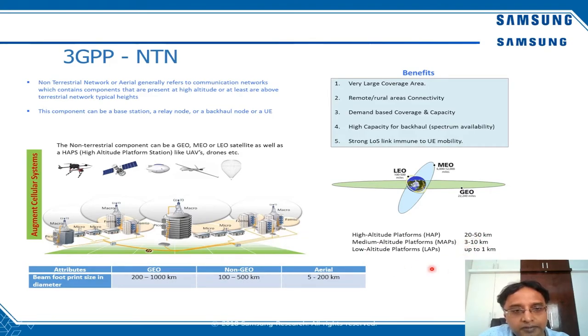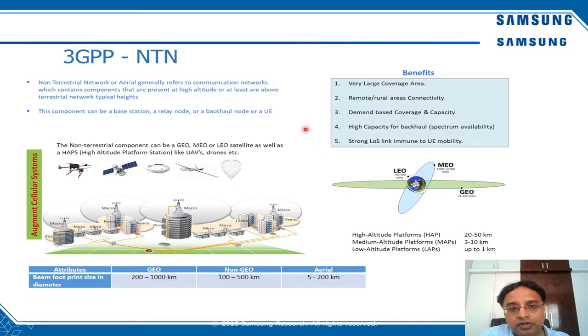And today, the channel model is being studied for satellite and HAPS, right? And the benefit, what they understood and they understand, is pretty much similar in line. Like, it will provide a very large coverage area, so primarily for coverage improvement, in also adding remote connectivity to rural areas, and demand-based coverage and capacity enhancement.